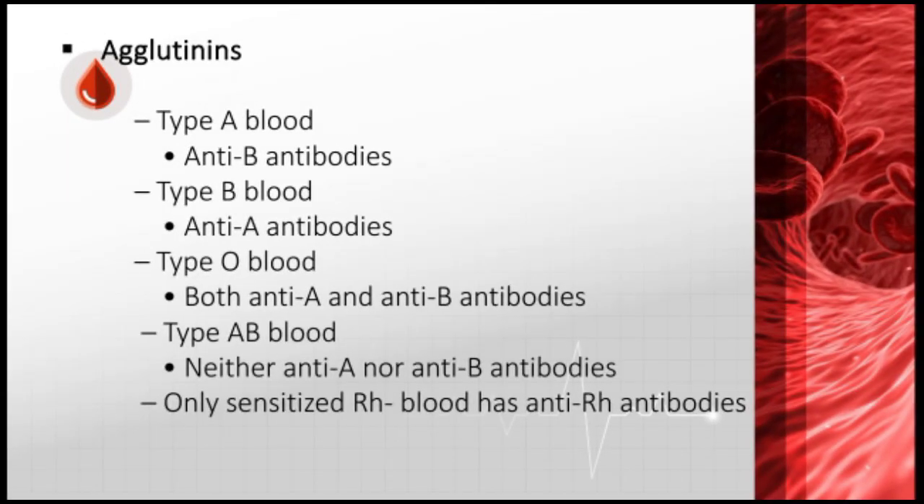Agglutinins in blood. Type A blood has the anti-B antibodies. Type B blood has the anti-A antibodies. Type O blood has both anti-A and anti-B antibodies. Type AB blood has neither anti-A nor anti-B antibodies. Only sensitized Rh-negative blood has the anti-Rh antibodies.